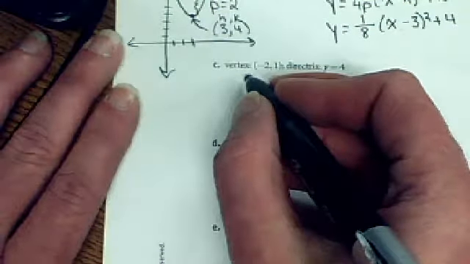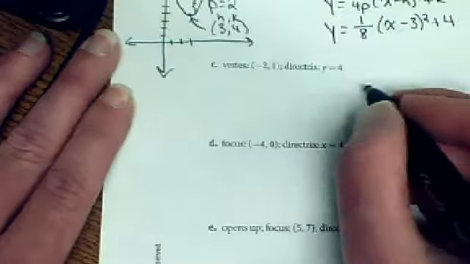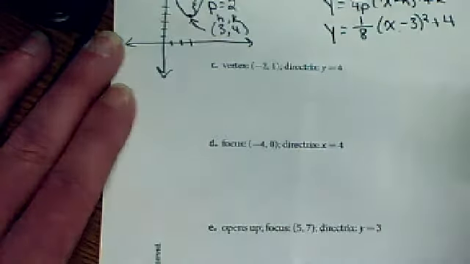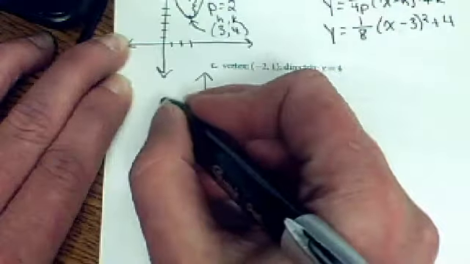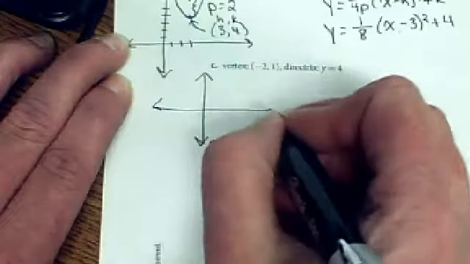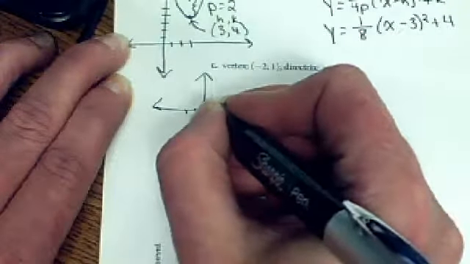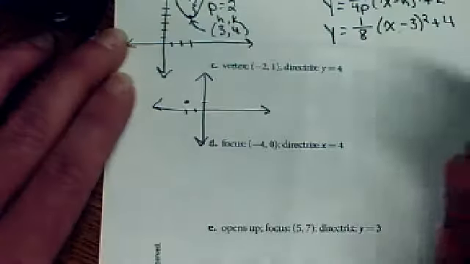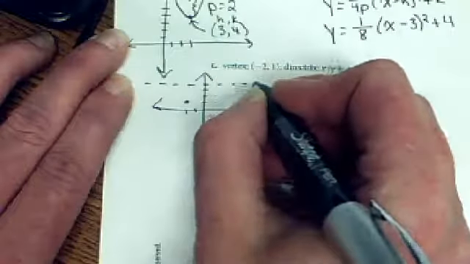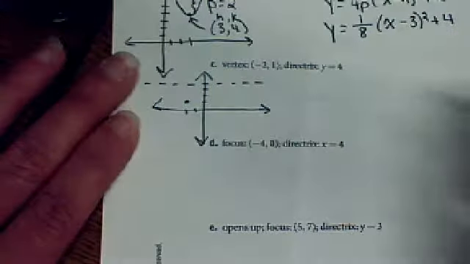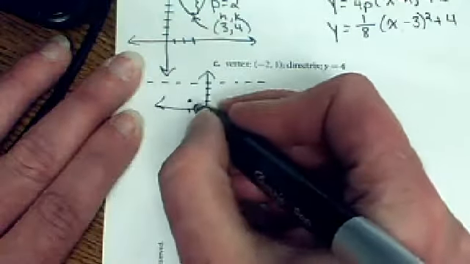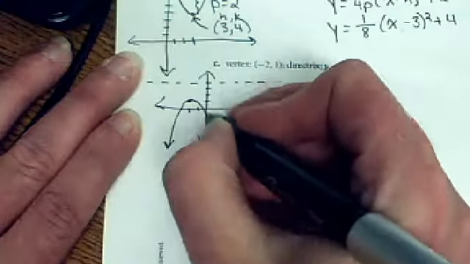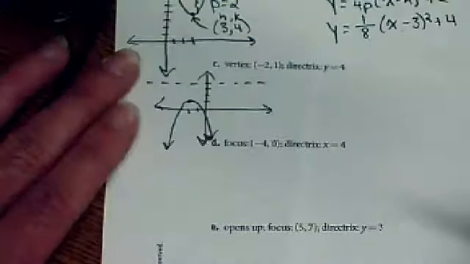Number C, the vertex is (negative 2, 1), and the directrix is at y equals 4. So, let's see where that is. (Negative 2, 1) is the vertex. 2, 3, 4. y equals 4 for a directrix. That's a horizontal line there. So I've got to be going away from it, and here's my vertex, so I've got to be opening down. So we know we're going to have a negative coefficient.